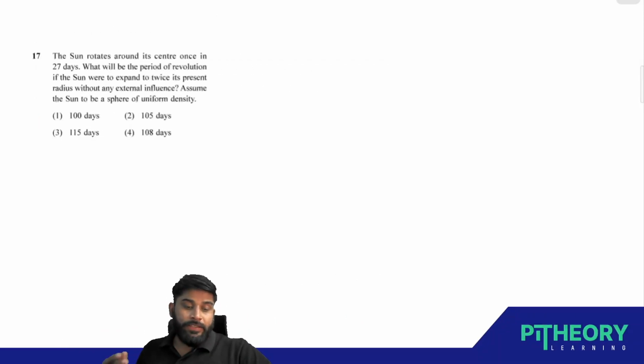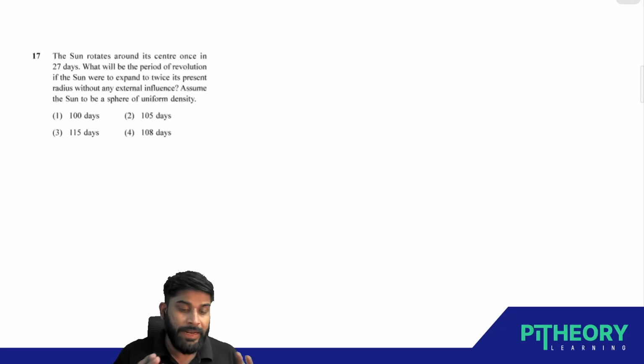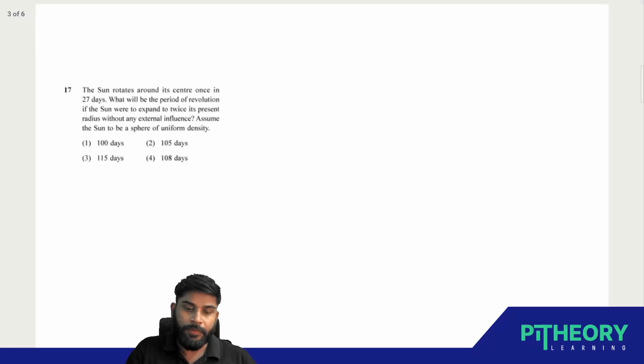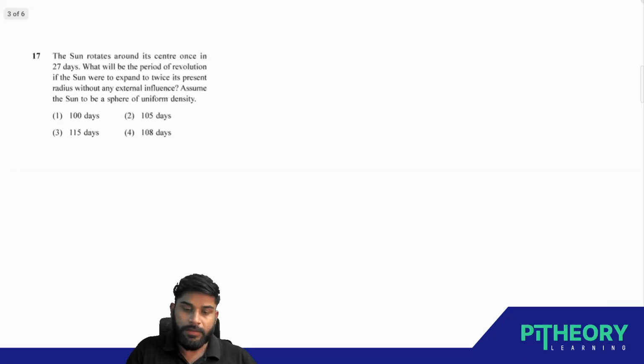Right, students, the next question, 17th one. The sun rotates around its center, right? Once in 27 days. What will be the period of revolution if the sun were to expand to twice its present radius without any external influence, right? Assume the sun to be a sphere of uniform density. So the sun is like we have sun. Yes. So here we have sun of certain radius.